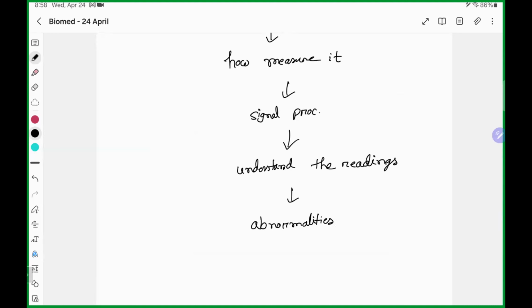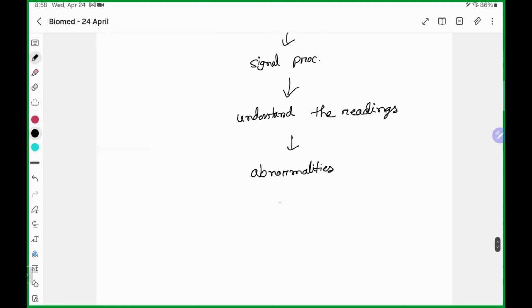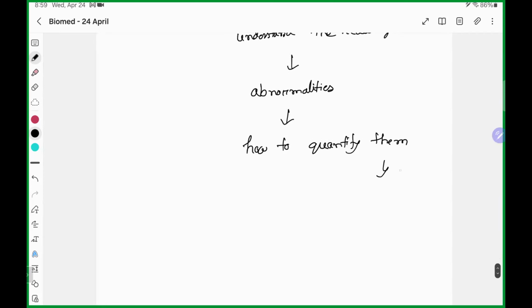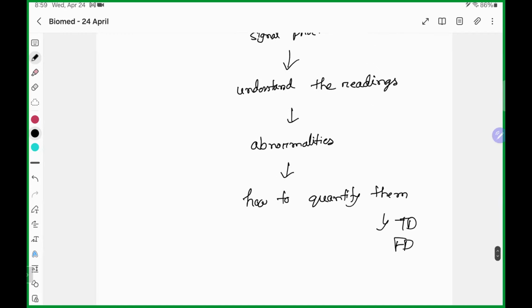What are the different abnormalities that can occur in the signals? And based on that, how do we quantify those abnormalities? There are different signal processing techniques, which can be in the time domain or the frequency domain. There are wavelet transform and other techniques to identify and measure these abnormalities. Based on that, you can take necessary actions. So this is the process that we will try to follow.